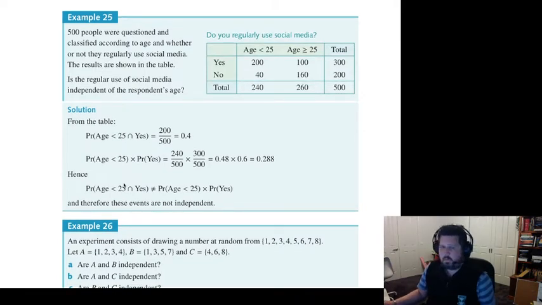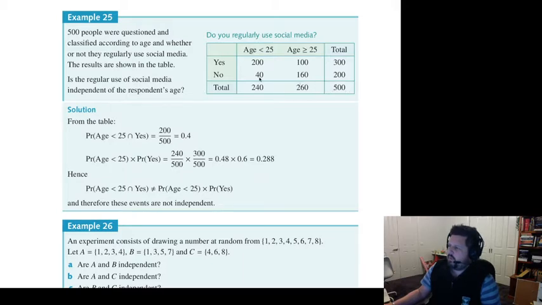Oh, cool. We've got 500 people. They've been asked some questions, and we've got the category of how old they were. The question they were asked was whether or not they use social media regularly. You can see the results here in this particular table. Whether they were less than 25, we got some responses either yes or no, and if they were greater than or equal to 25, so 25 or above, their response is yes and no there. You can see here the total was 500, which is in the corner here.